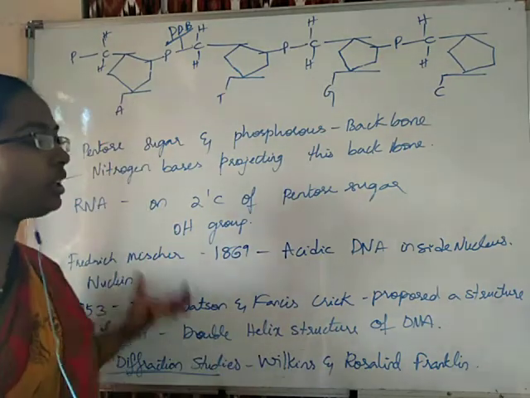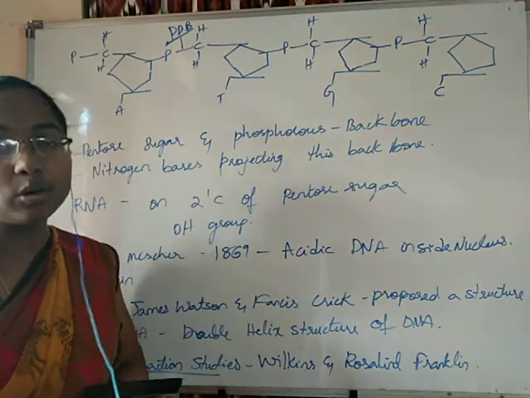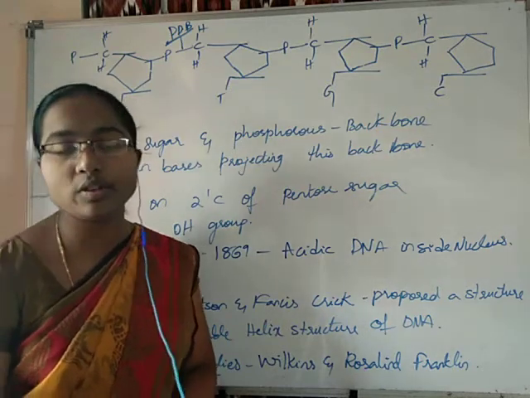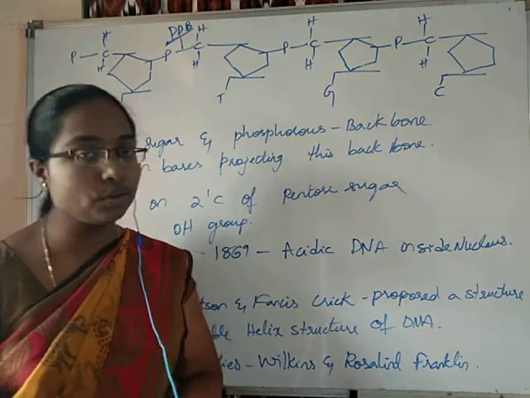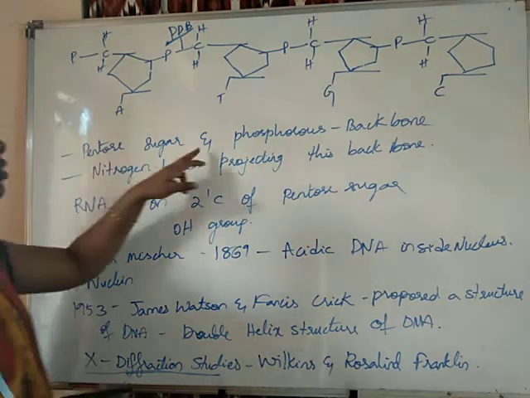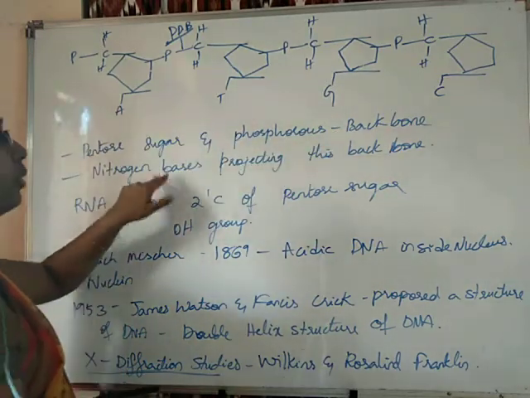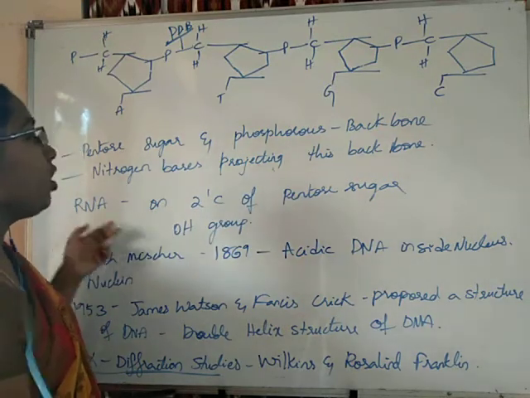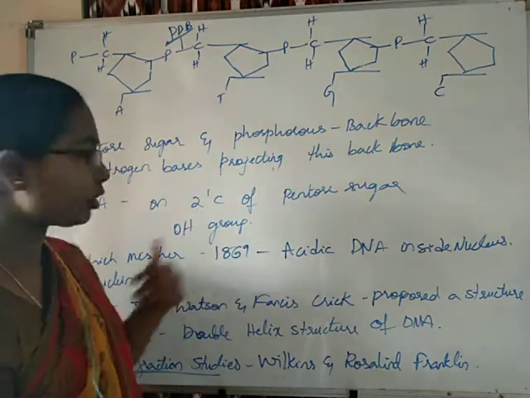A very important feature of this double helix structure of DNA is the proportion of nucleotides. Let us learn more about it. Before that, we will revise what we have learned. A pentose sugar and phosphorus form the backbone of the DNA, and nitrogen bases project from this backbone. The difference between RNA and DNA is that on the second carbon of the pentose sugar in RNA, there is an extra OH group.